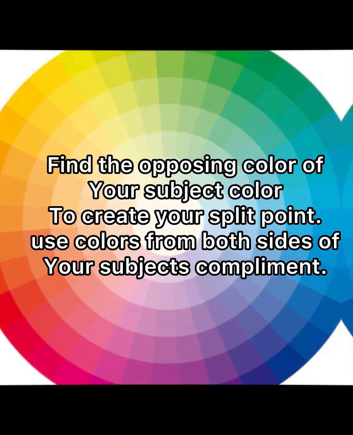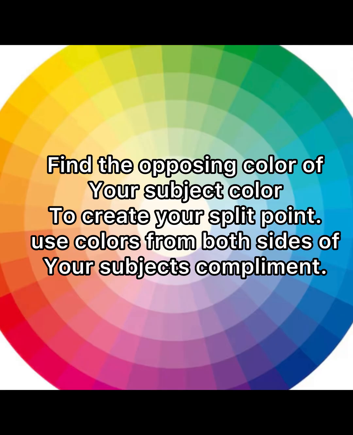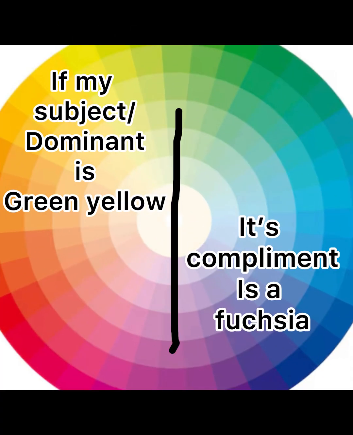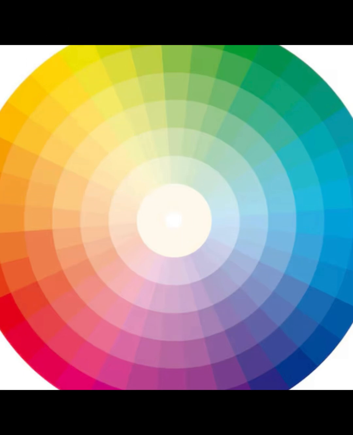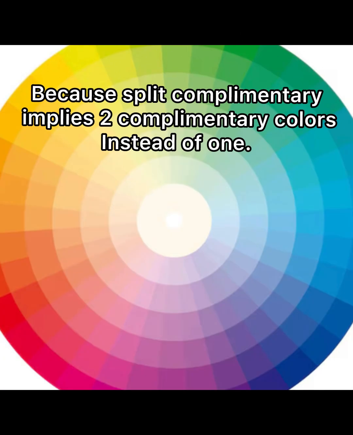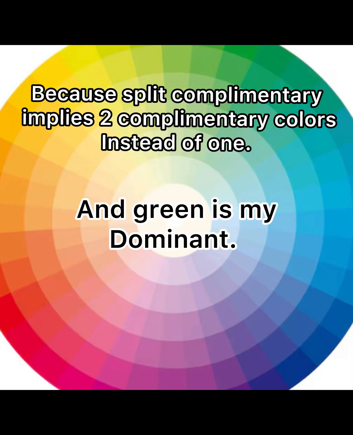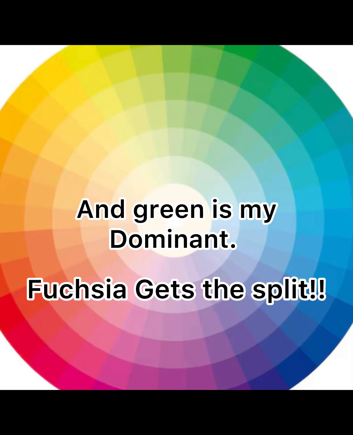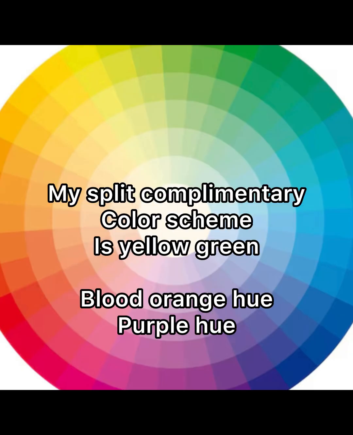Okay, so let's review this a little bit. Put it in different words. You find the opposite of your dominant color to find your split point. You use colors from either side of that complementing color, okay? So if my subject's dominant color is green yellow, then its complement down there is fuchsia. Okay, so now we have to split those colors, because split complementary in the name implies we are using two complementary colors instead of one, right? So if I chose green as my dominant, it means fuchsia is getting the split. I hope that makes a little bit of sense.